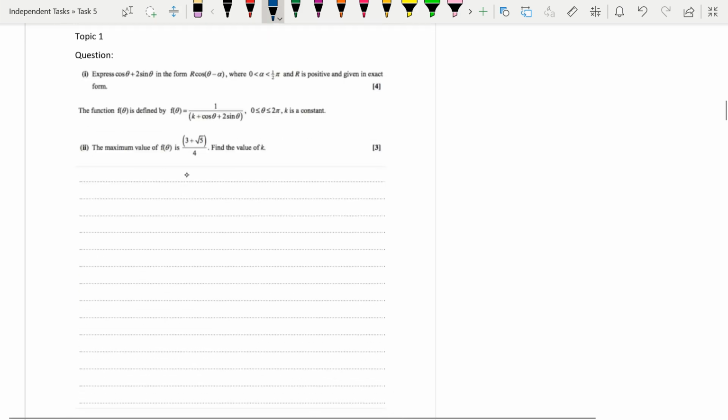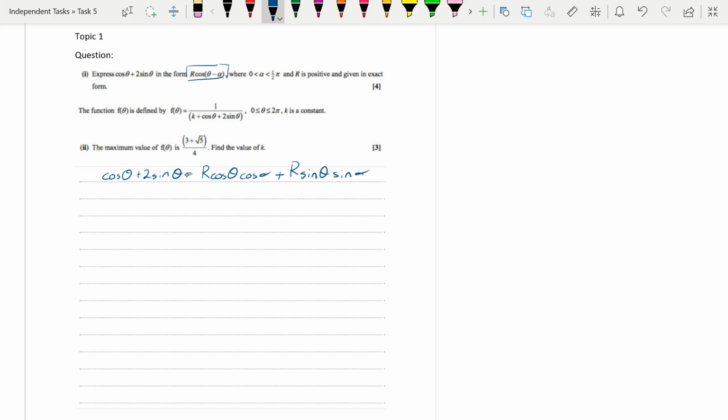First we've got our equivalent form. So I've got cos theta plus 2 sine theta, and I want to express it in the form of this. What I'm going to do straight away is write this as my addition formula. So I've got R, cos, cos, sine, sine: cos theta, cos alpha. And it's always the opposite sign in the middle, so my negative there means it's a plus here. So R, then cos, sine: sine theta, sine alpha. That's the first thing I do.